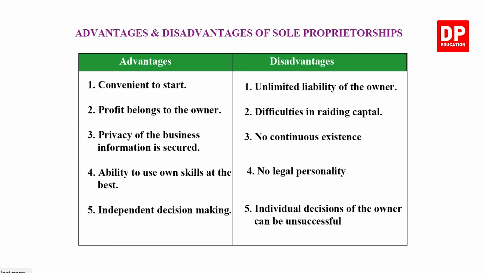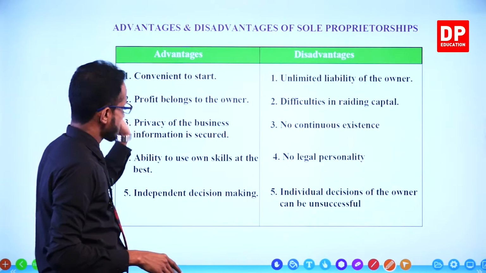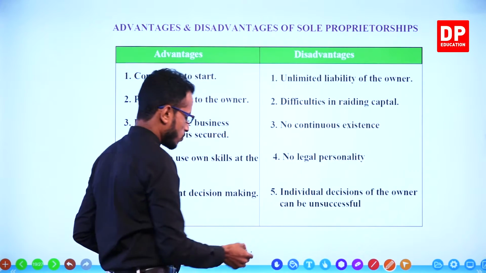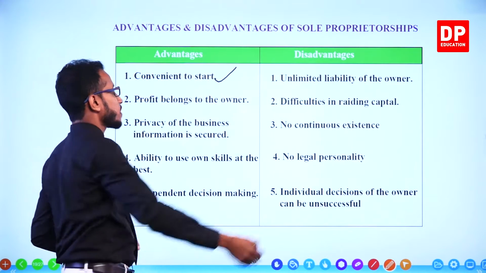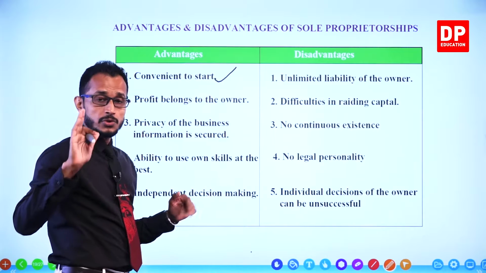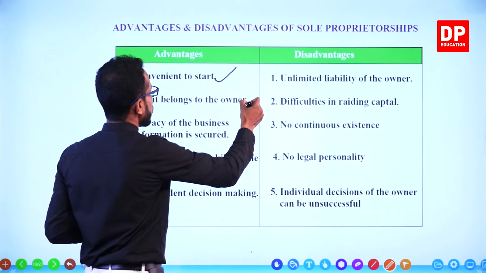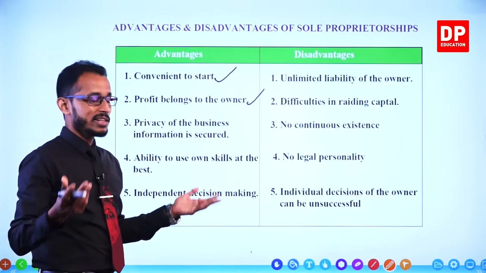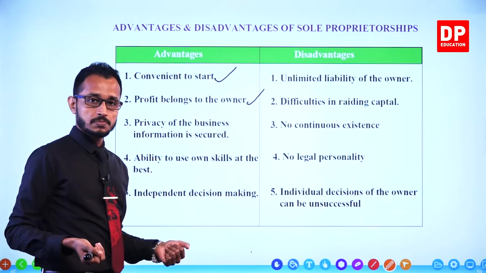Advantages, disadvantages. We'll finish this off. Finishing off with advantages and disadvantages. First advantage, very easy to start. No need to explain it again. You know that it is very easy to start. Profit belongs to the owner. Who else gets the profit? The owner gets the profit.